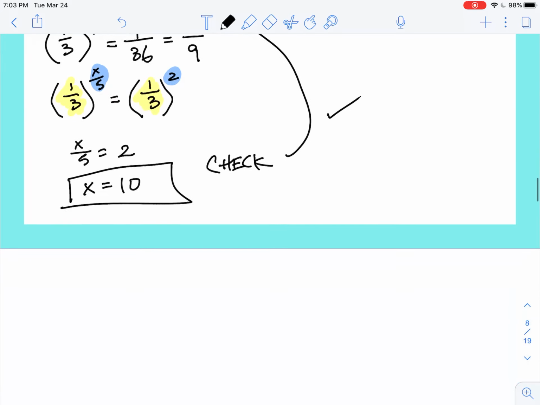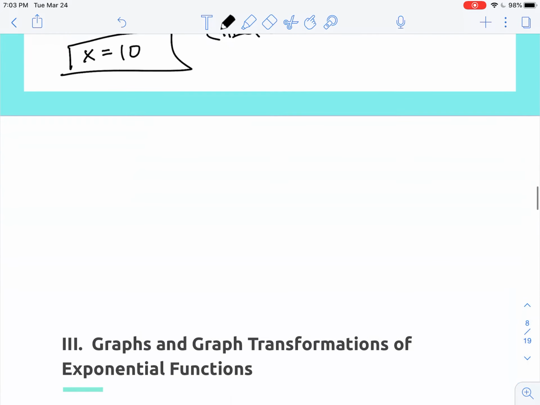All right, we're going to leave our solving equations for a little bit. We'll come back to them at the end of the chapter in 4.6. For right now, we're going to go back to the graphs that we saw earlier and talk about graphs and graph transformations of exponential functions.